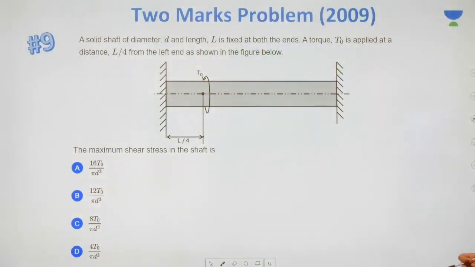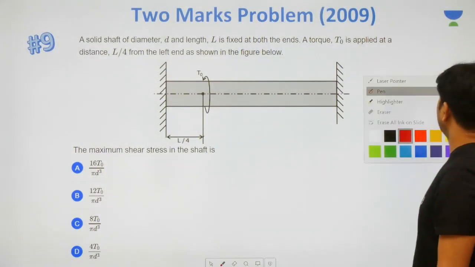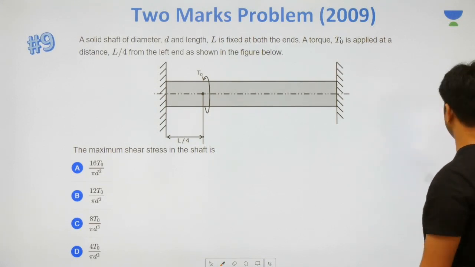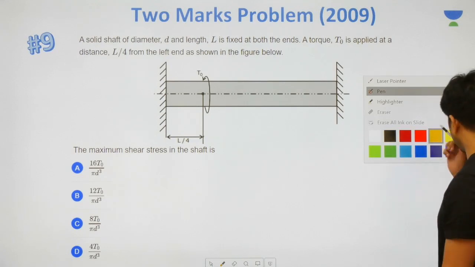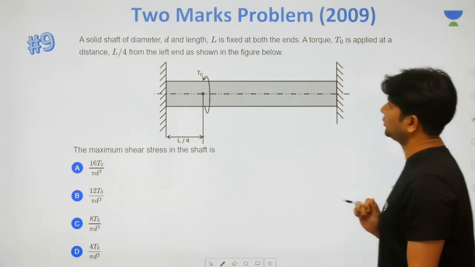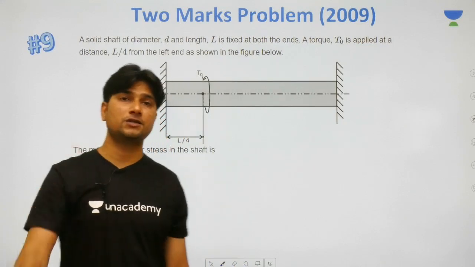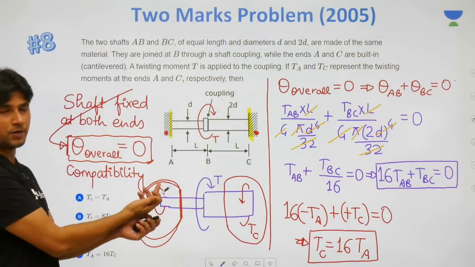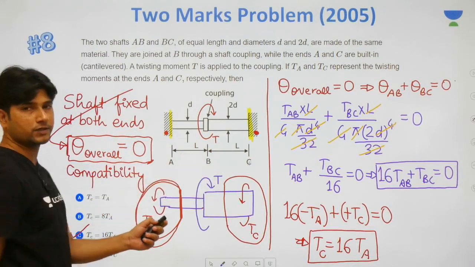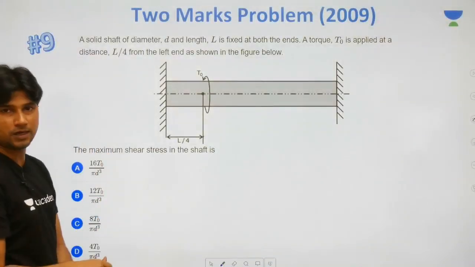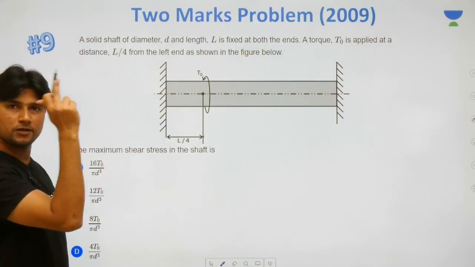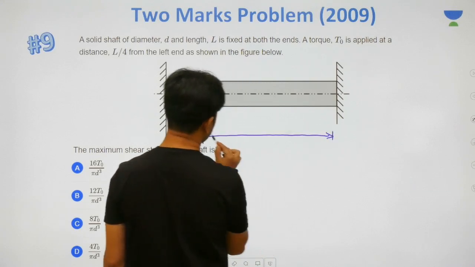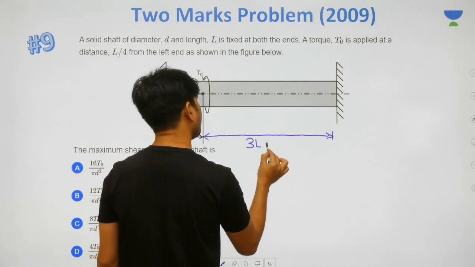Now let us try solving this 2009 problem. You see, in GATE, people say problems are not repeated. But let me tell you that whether problems are repeated or not, I don't know, but concepts are certainly repeated. Why? Because look at this 2005 problem, both ends fixed. Look at this 2009 problem, both ends fixed. And by the way, this remaining length is going to be 3L by 4.